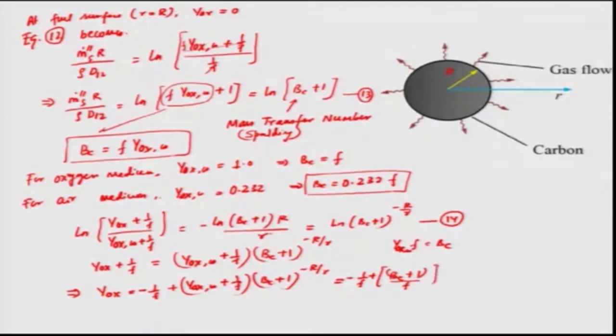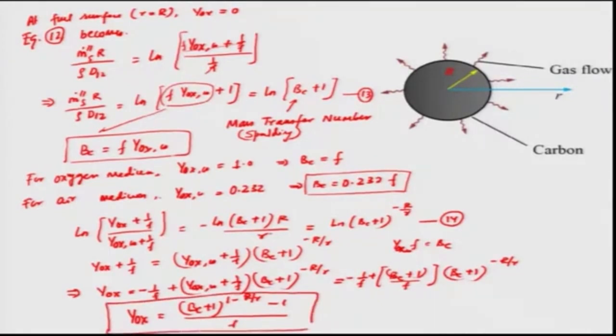And B_C plus 1 times R by r. So that becomes, if I take it out, y_ox is nothing but B_C plus 1 minus capital R by r minus 1, divided by f. So this is your expression for y_ox. You can see this is basically equation 15. So now y_ox is a function of this mass transfer number and also the fuel and oxidizer ratio, which is a function of R.